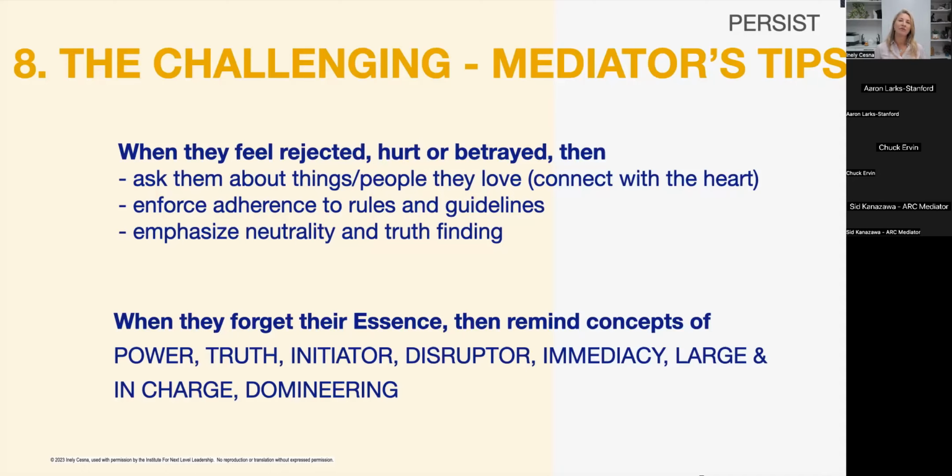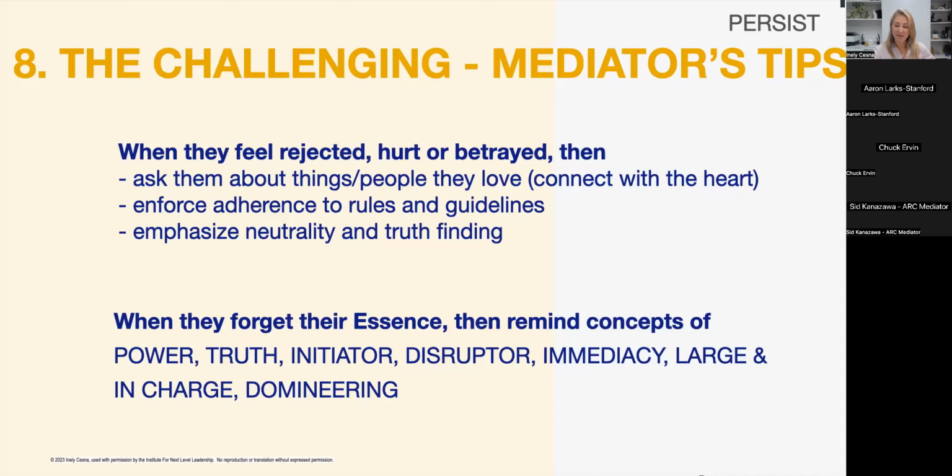And bringing any creative way of reminding them of this essence of power and initiation and immediacy, this being large and in charge and domineering, and how this essence can be beautifully expressed in a balanced way, in a way that brings love together with it. Martin Luther King has said, love without power is anemic, and power without love is abusive. And so supporting them in bringing both together, the power and love.